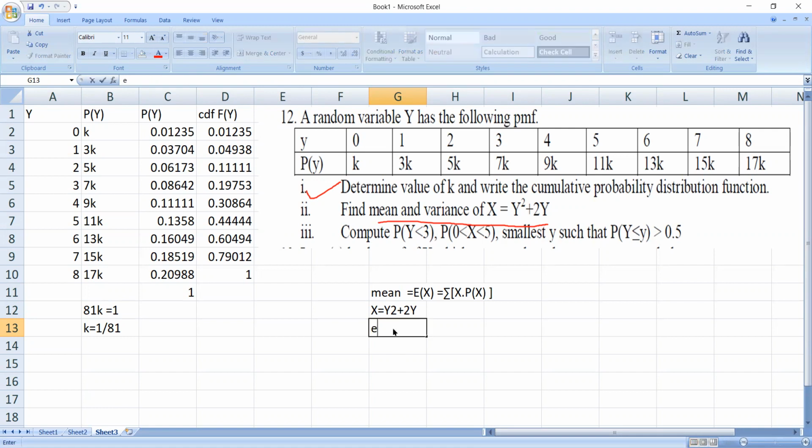Now, since expectation can be split over the linear combination of the function, e of h of x plus g of x is equal to e of h of x plus e of g of x. So when I say y square plus 2y, that expectation now could be split as just e of y square plus E of 2y. And by the property of expectation, E of 2y can be written as E of 2 into E of y.